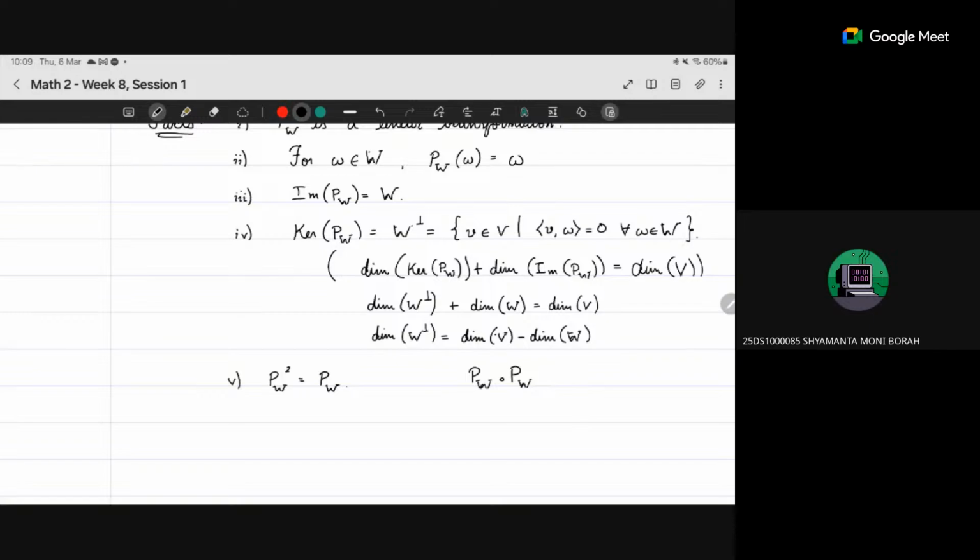Yeah, please continue. Just one moment. Let me complete this. If I do PW of V, I'll get PW of this vector. What essentially I'm doing is PW of V, that is a vector in V. I'm doing PW of that again. But the thing is that PW of V is already in W, and I know that any vector in W goes to itself. So when I do PW of a vector in W, what I end up with is that vector itself. So that's why PW of PW is the same as PW.